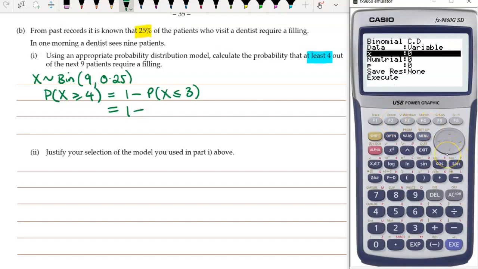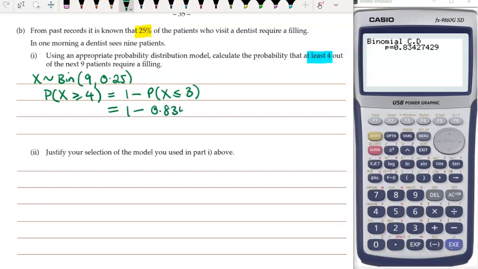We haven't input a list into our calculator, so we need to enter the variables instead. So x is 3. The number of trials is 9. Probability of success was 0.25. So that's a 0.8343. And taking it away from 1, we've got 0.1657.